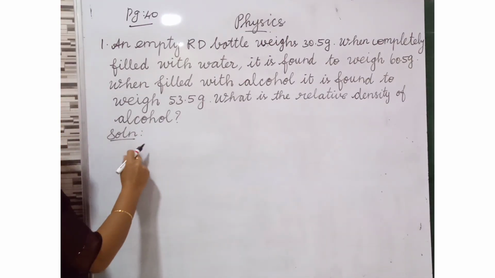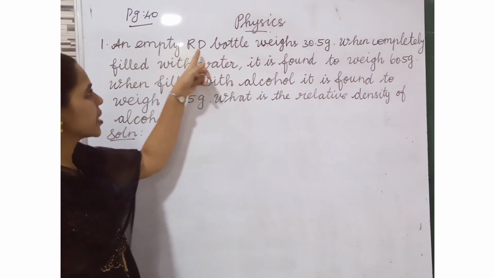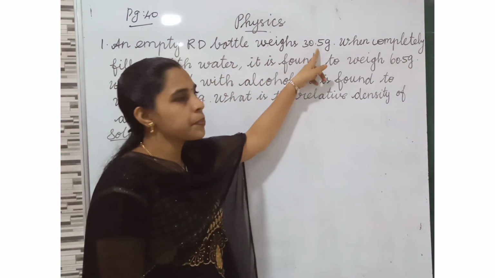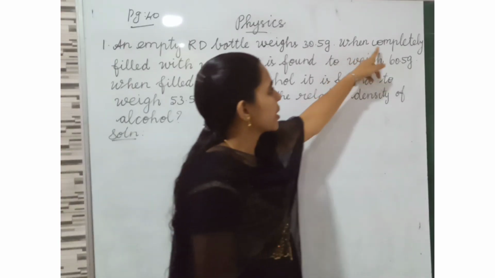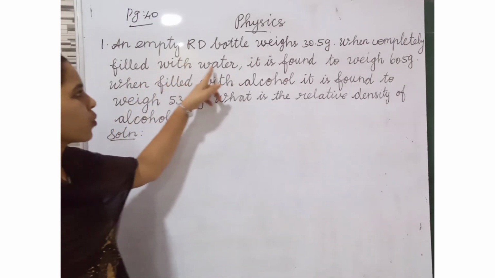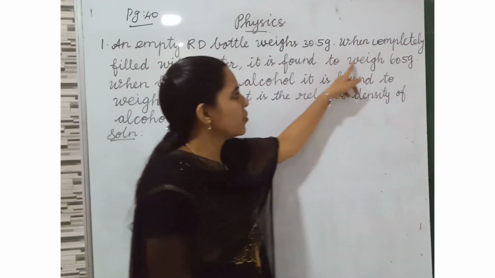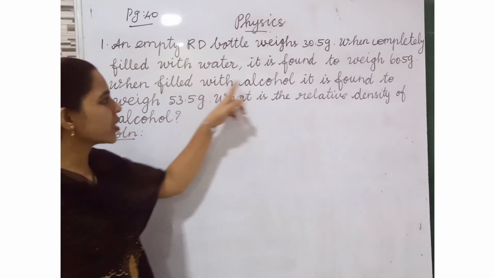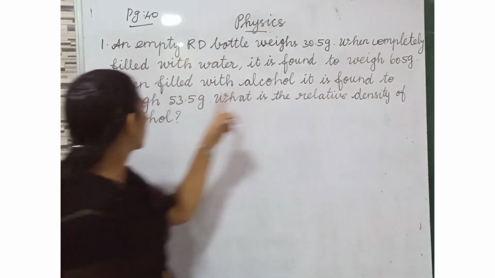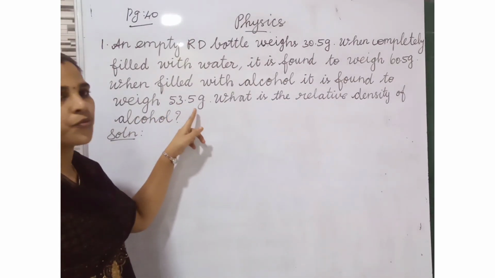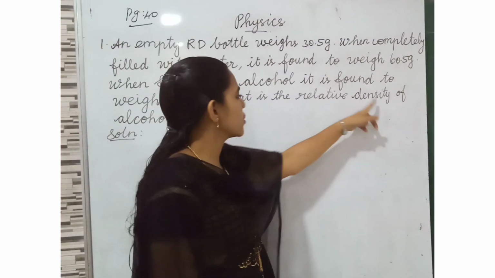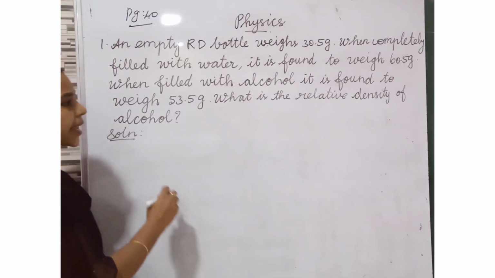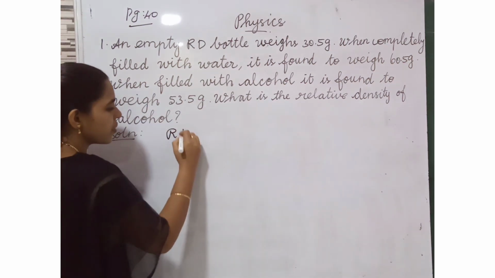Listen here. First one. An RD bottle, that means relative density bottle, weighs 30.5 gram when completely filled with water. It is found to weigh 60.5 gram. When filled with alcohol, it is found to weigh 53.5 gram. What is the relative density of alcohol? We have to find the density of alcohol. Relative density. So, what is the formula?